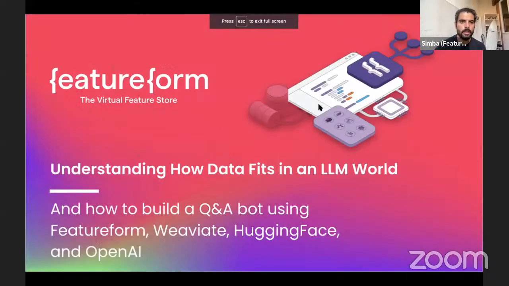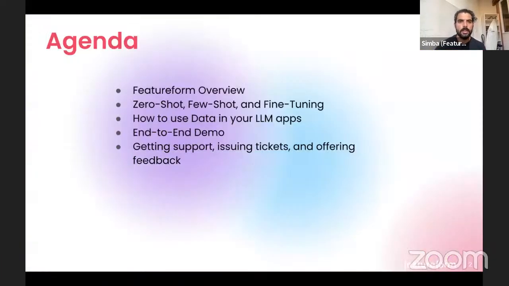So let's talk about RAG. Let's talk about LLMs. Let's talk about Weaviate and vector DBs. Let's talk about all this stuff. Today, we're going to go into Featureform. We'll talk about what Featureform is. We'll talk about LLMs. There's this idea of zero shot, few shot, and fine tuning, or many shot, which we'll talk about. We'll talk about what RAG means in that context, which is really just a way of how do I use my data, my private data, or any data I have in an LLM app. I called it an end-to-end demo, but really it's a workshop.